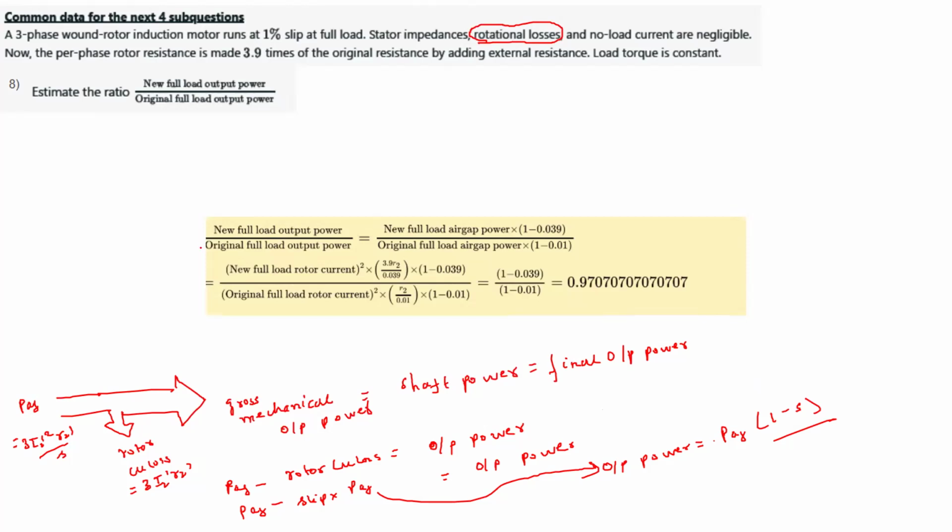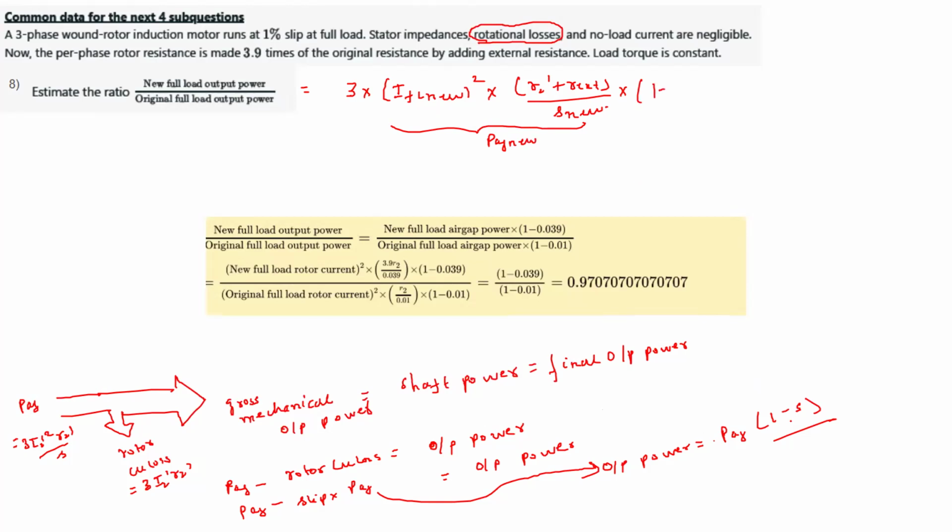So what we have to do is take the ratio of the two. It will be the ratio of 3 times I full load new square into R2 dash plus R external, because in the new circuit after adding the resistance, it is R2 dash plus R external by S new. This is air gap power new, into 1 minus slip new.